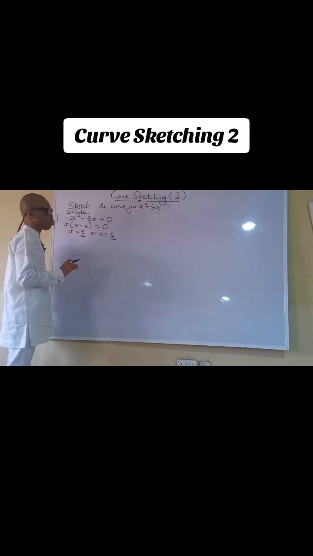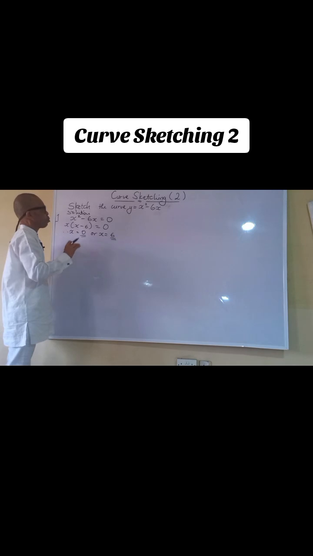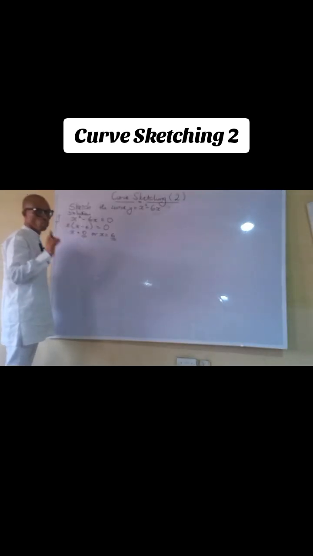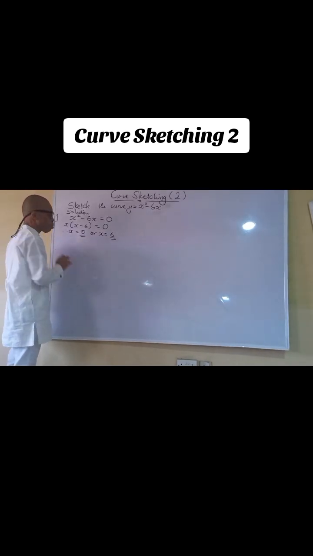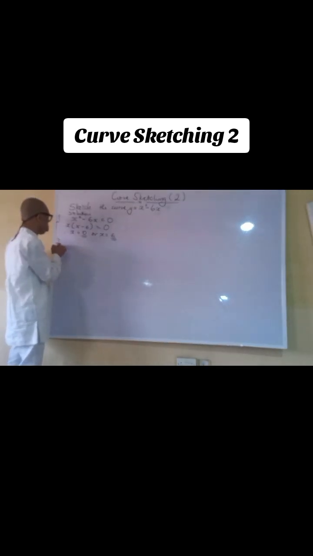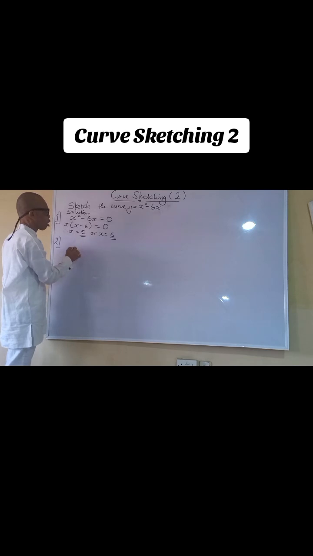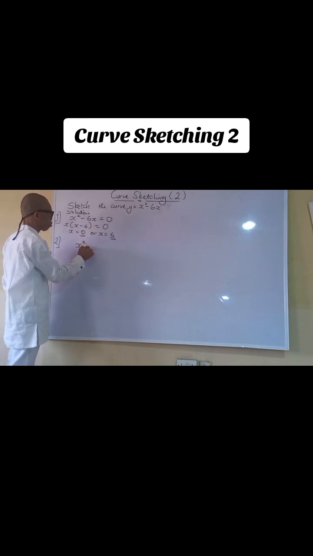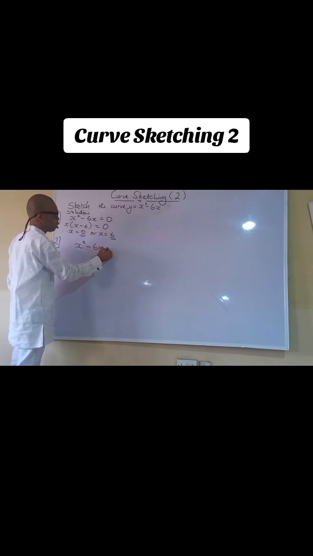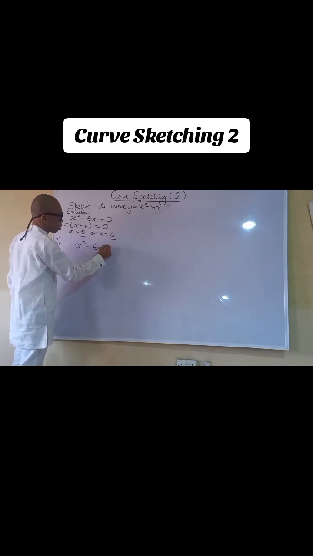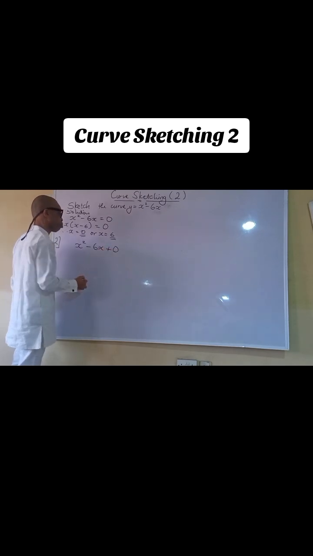Now, the next step is to complete the square, to use the method of completing the square. Remember, we are using the algebraic method. So step 2 now is to complete the square. So we have x squared minus 6x. To make it look like a general quadratic, nothing is in the c part, so I can say plus 0.